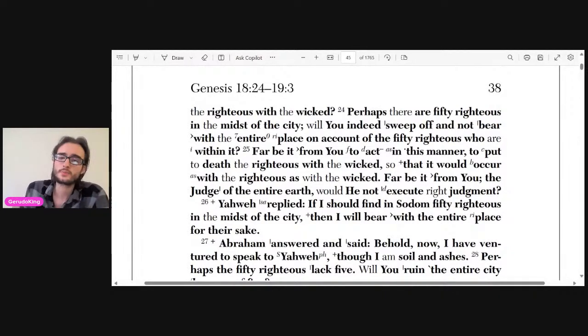Will you indeed sweep off and not bear with the entire place on account of the 50 righteous who are within it? Far be it from you to act in this manner, to put to death the righteous with the wicked, so that it would occur with the righteous as with the wicked. Far be it from you, the judge of the entire earth, would he not execute right judgment? Yahweh replied, if I should find in Sodom 50 righteous in the midst of the city, then I will bear with the entire place for their sake.